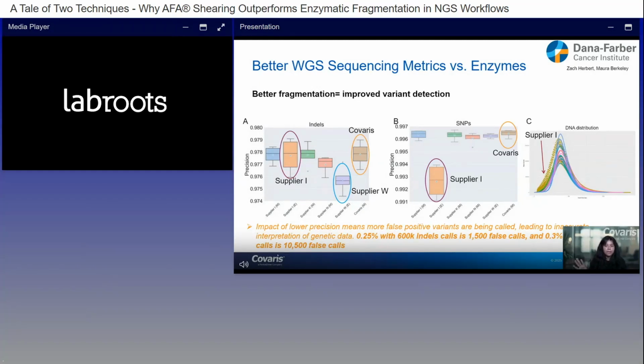Similarly, in figure B, this 0.3% decrease in precision that we see with supplier I across 3.5 million SNPs is about 10,500 false calls. And so I hope you can appreciate that it's really our prerogative to optimize precision everywhere and any way that we can.